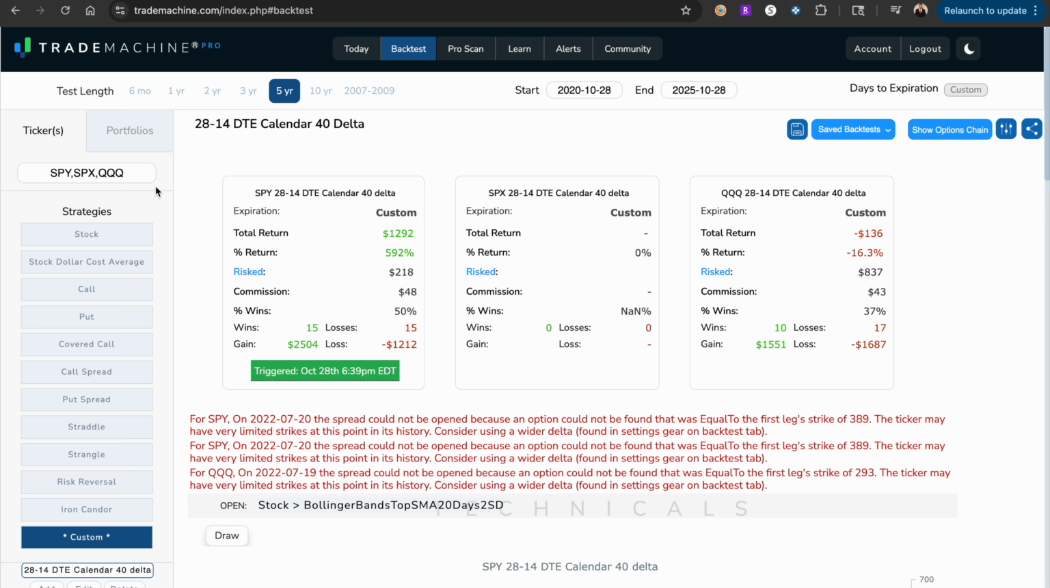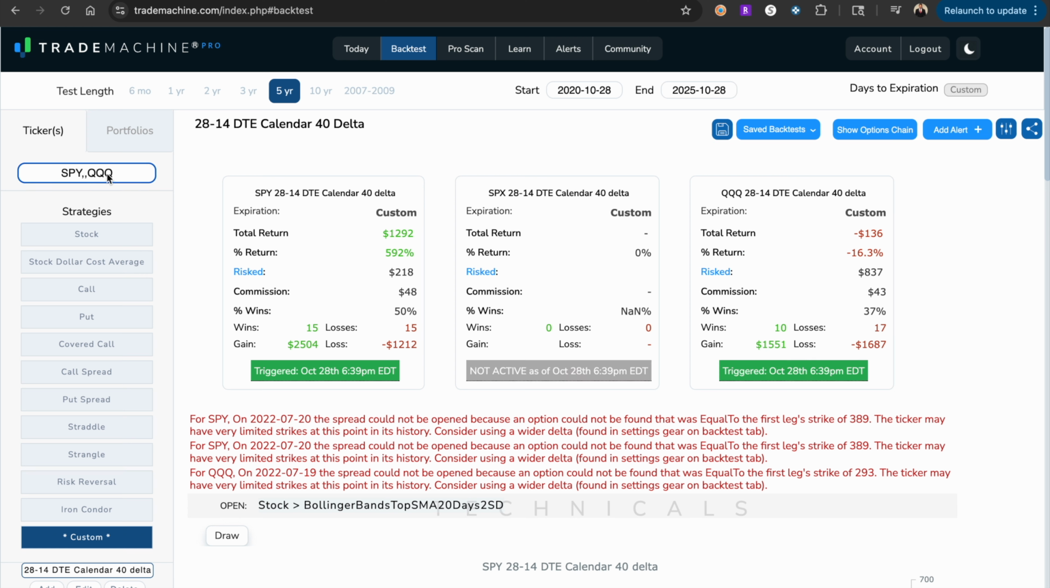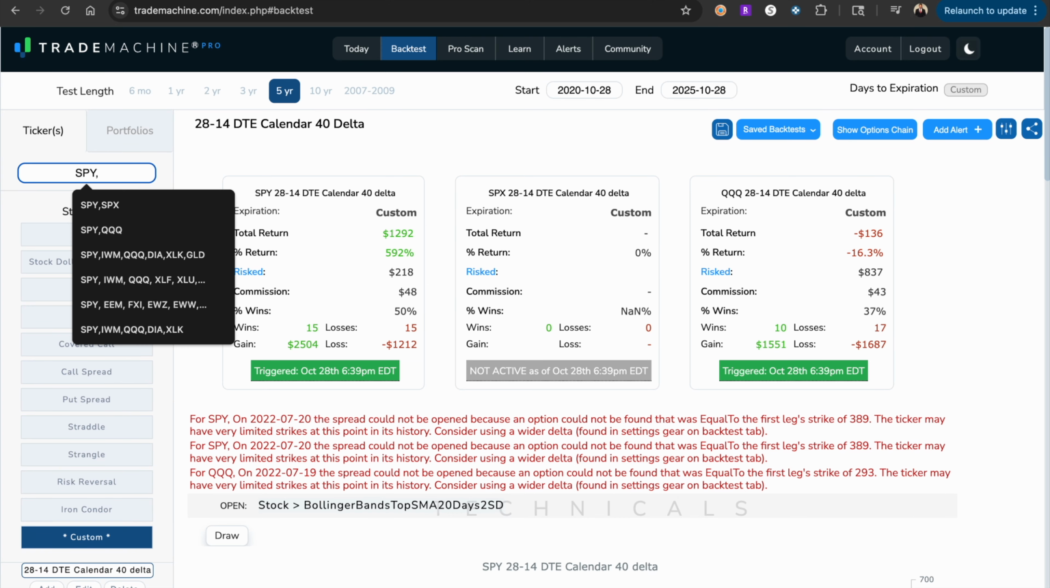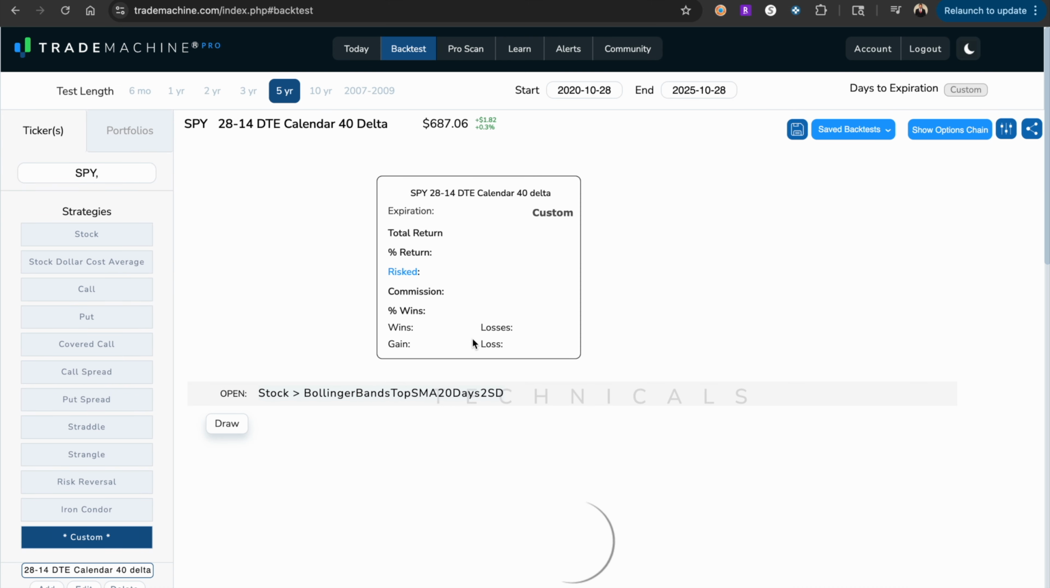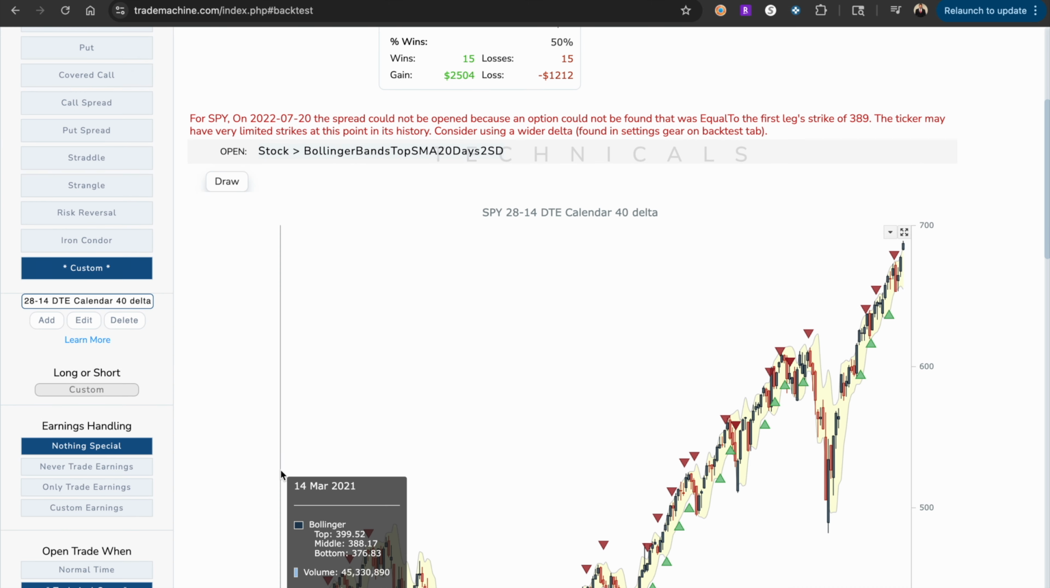All right, so we can see that for some reason SPX isn't working. I don't know what the deal is with that. And then the QQQ is a loser, so we're going to just eliminate that. And then let's just have the SPY. Let that run. On this trade, I have no limits.